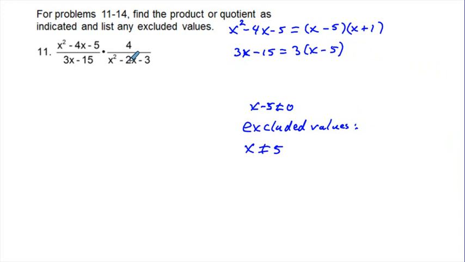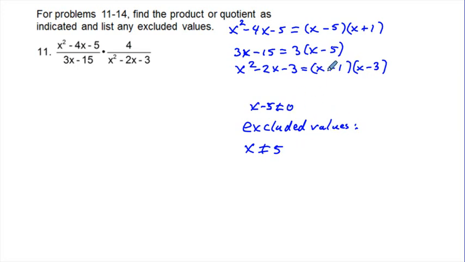Okay, and then the last denominator we have to work with here on the right is going to be x squared minus 2x minus 3. And what is that in factored form going to be? That's going to be x and x, and we have minus 3, so that's going to be a plus and minus. And I think it's going to have to be minus 3 here, and then this is going to have to be 1 here.